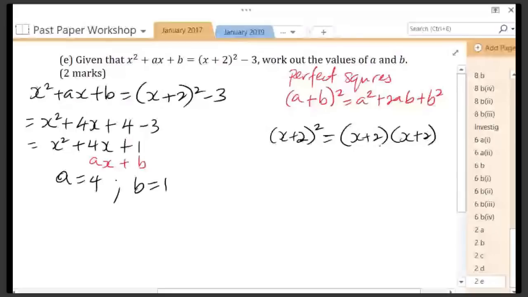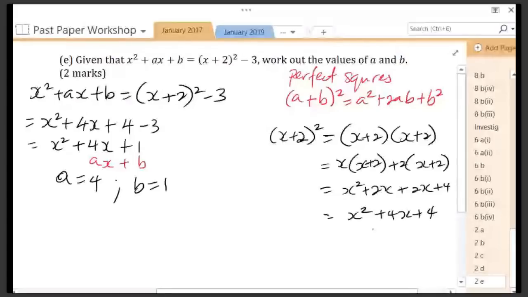Notice that you'll just take the first bracket and multiply the second bracket, right? Break up the first bracket. This is x by x plus 2 multiplied by x plus 2. All right, so this is x squared plus 2x plus 2x plus 4. This is x squared plus 4x plus 4. Do you notice that this here is the same as what we have up here, x squared plus 4x plus 4?